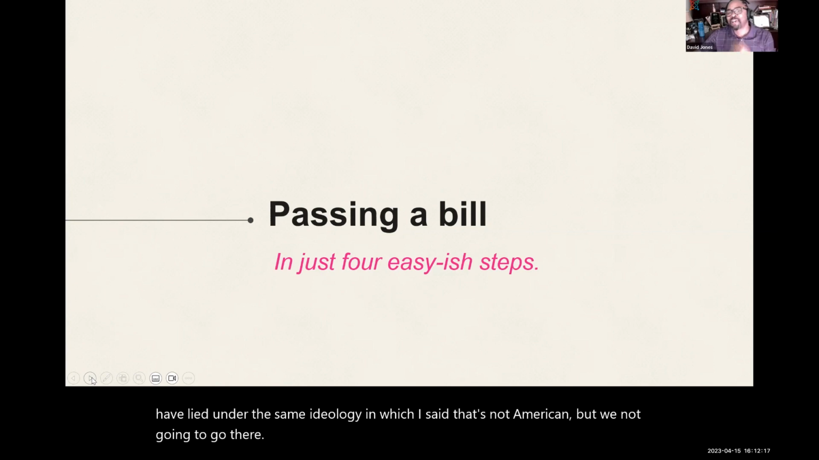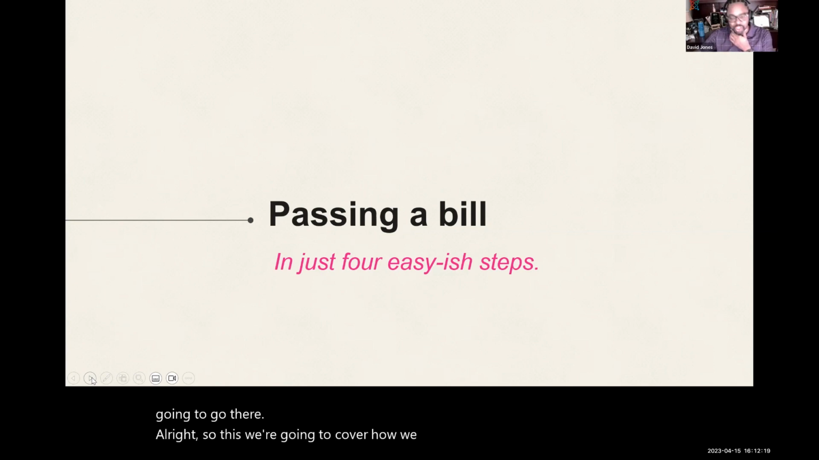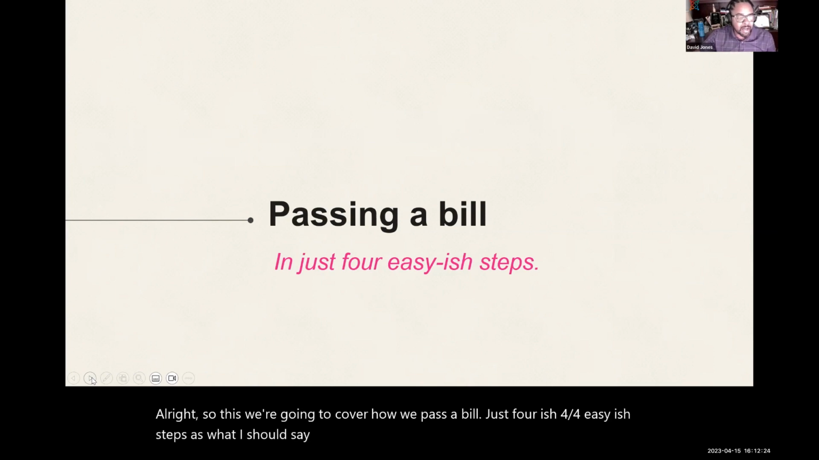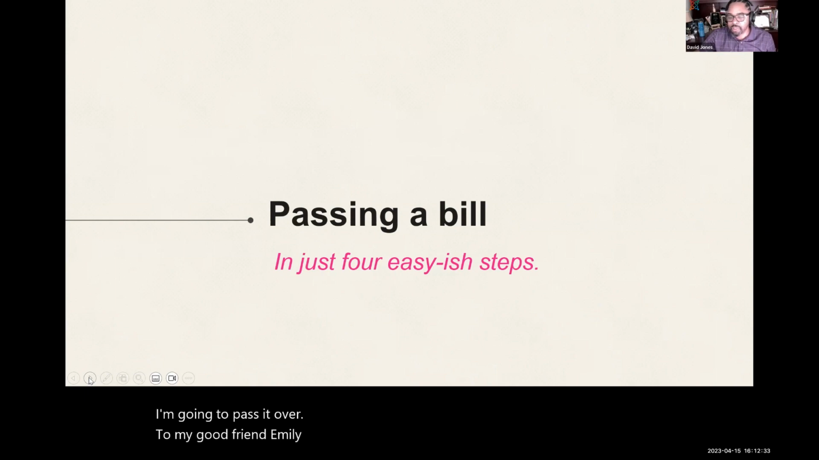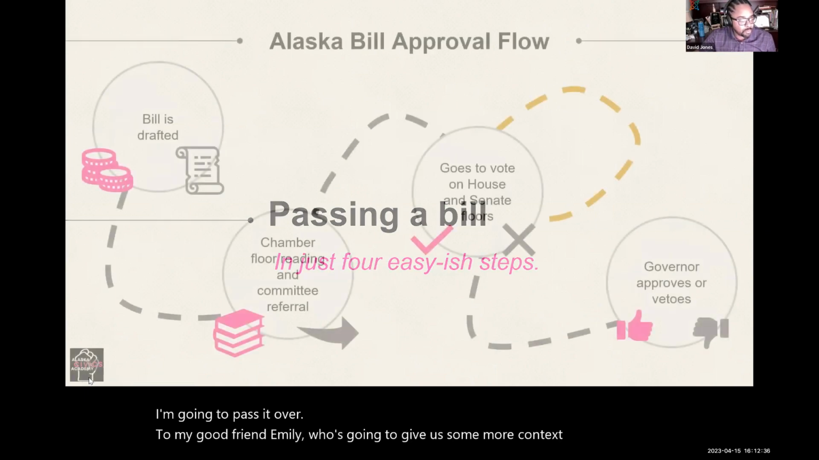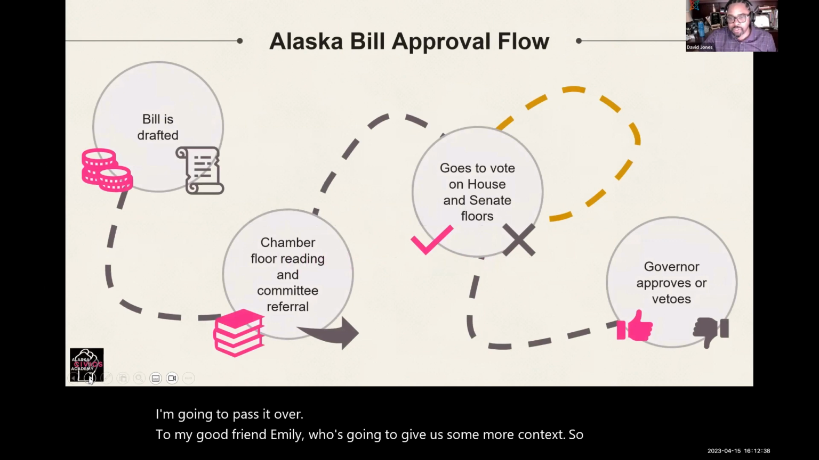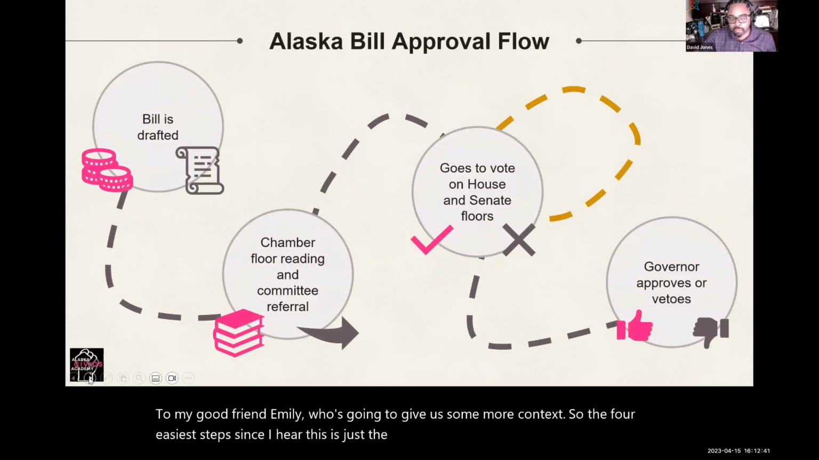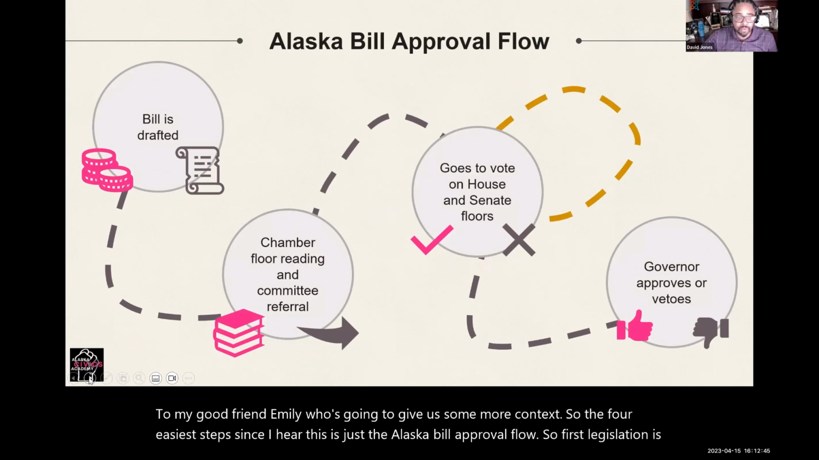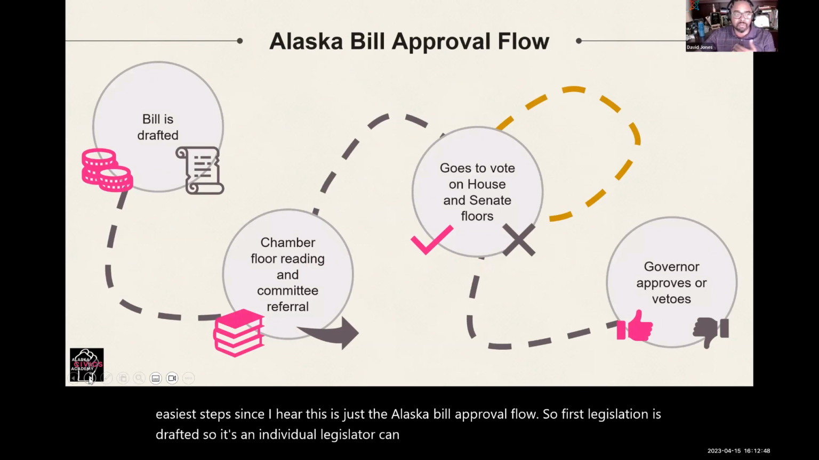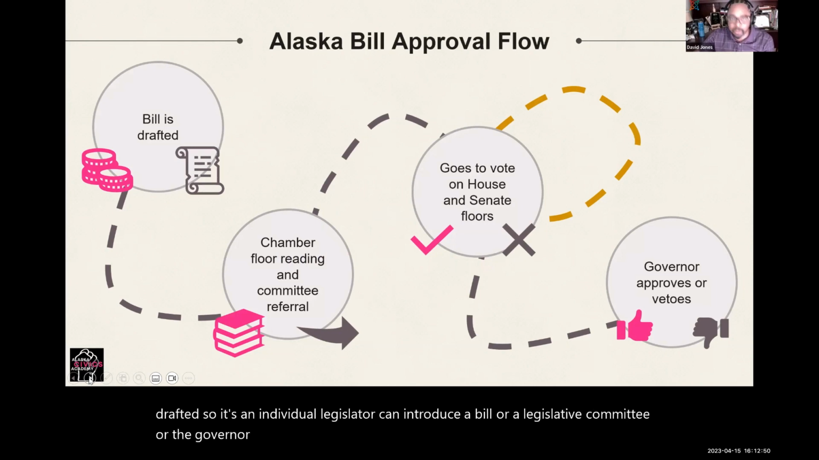All right, so listen, we're gonna cover how we pass a bill, just four easy-ish steps is what I should say. I'm gonna walk through these 4 easy-ish steps, and then I'm gonna pass it over to my good friend Emily, who's gonna give us some more context. This is the Alaska bill approval flow. First, legislation is drafted. An individual legislator can introduce a bill, or a legislative committee, or the governor, her or himself, can do that.